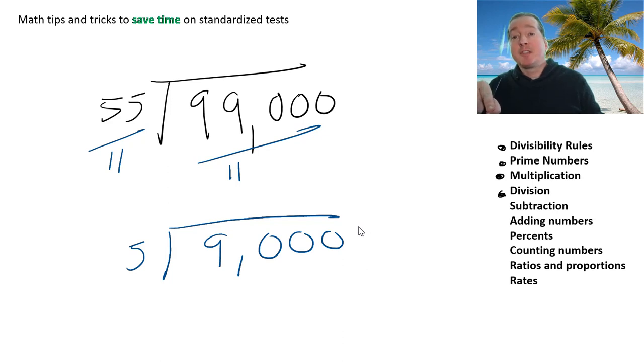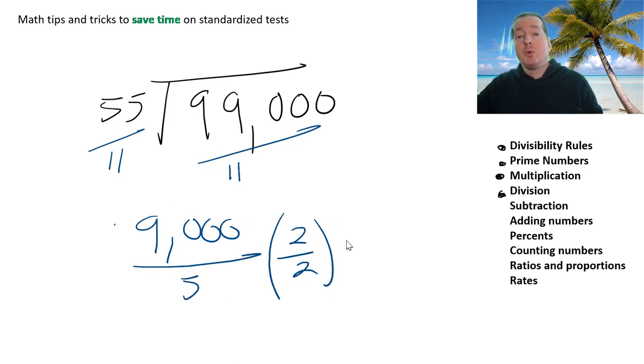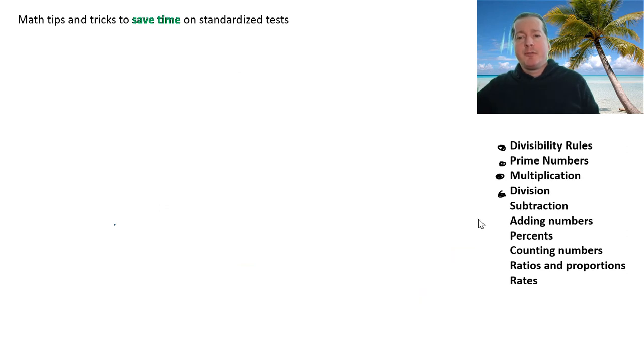And by the way, going back to something we said before, 9,000 divided by 5, what's a quick way to do that? Here again, multiply by 2 over 2. So the denominator, 5 times 2 is 10. The numerator, 18,000. And so I cancel a 0, and that's 1,800. So those are a few tips on division. Let's talk just a little bit about subtraction.